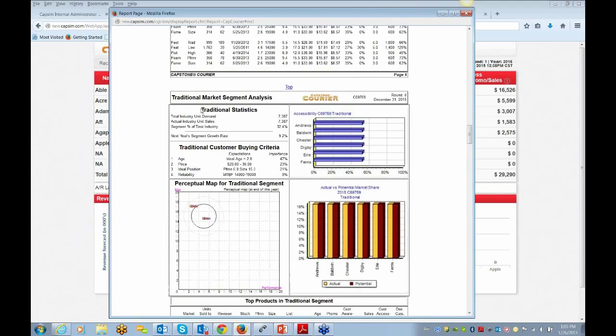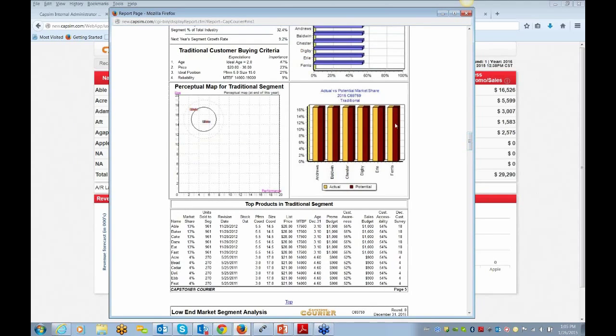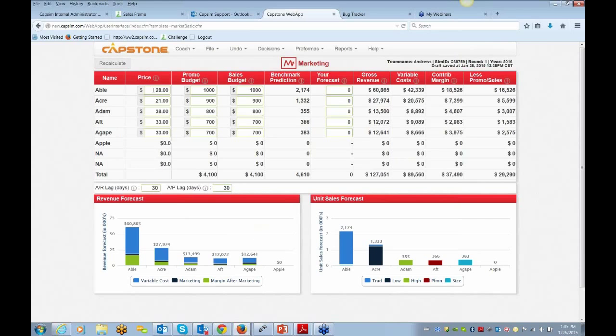So you'll notice that, shown on page 5, the traditional customer buying criteria is in the upper left-hand corner, and we're looking specifically at price right here. So these customers value a price between $20 and $30. Now, looking at our price on the marketing decision page, our price is $28, which is within that range. So the price we have is appropriate. There's some things to be mindful of.